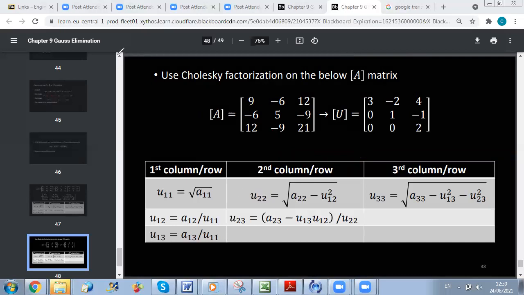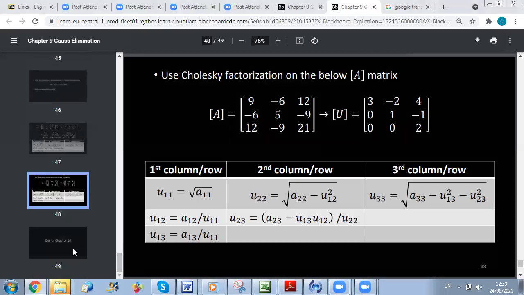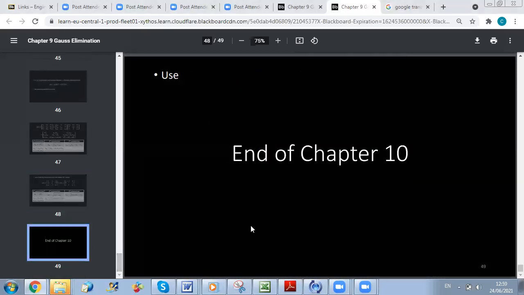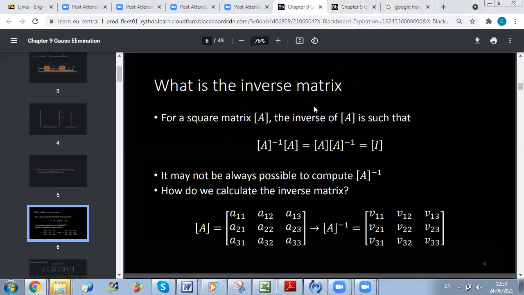So this is the end of chapter 10. We are done with chapter 10, and now we will be ready to start a new chapter. This is the final chapter for the exam. For the exam you have chapters 9, 10 and 11 because they are related to each other. You will need information as we saw, we used chapter 9 in chapter 10, and now we will also use these concepts in chapter 11.